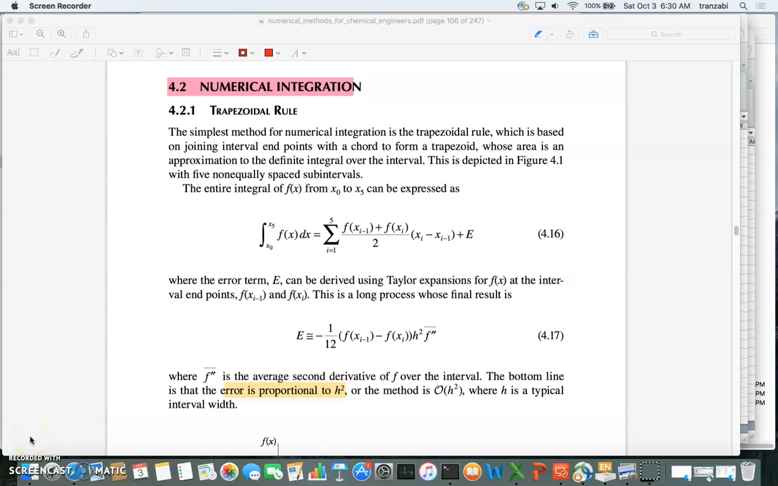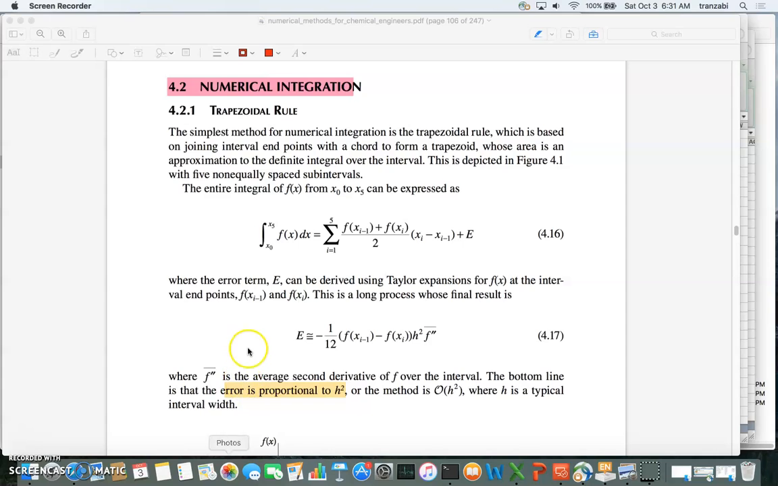Welcome back to ch205. In this lecture, I'll be talking about numerical integration. That is section 4.2.1 of the textbook. The first method we're going to look at is the trapezoidal rule. As it stands, the rule comes from calculating the area of a trapezoid.